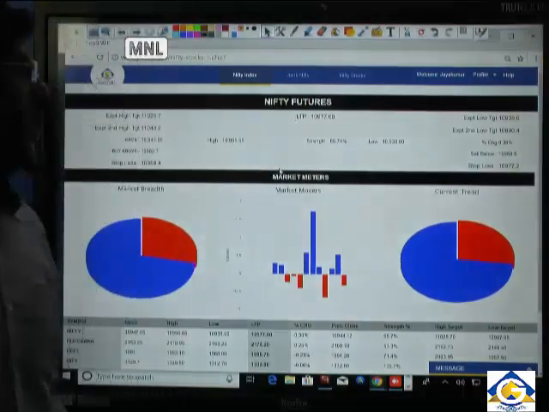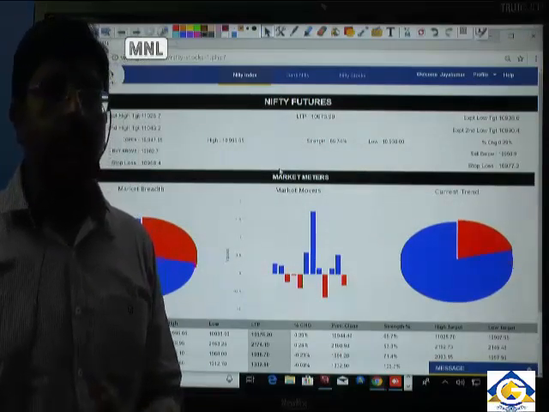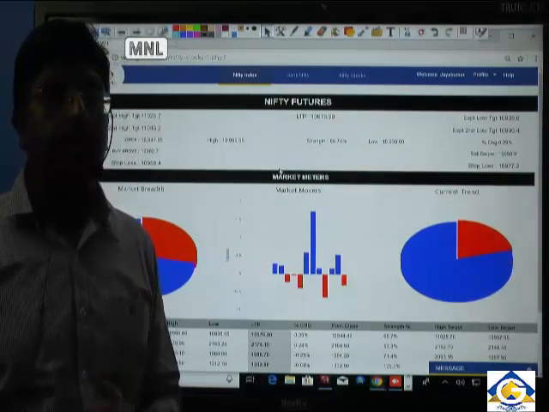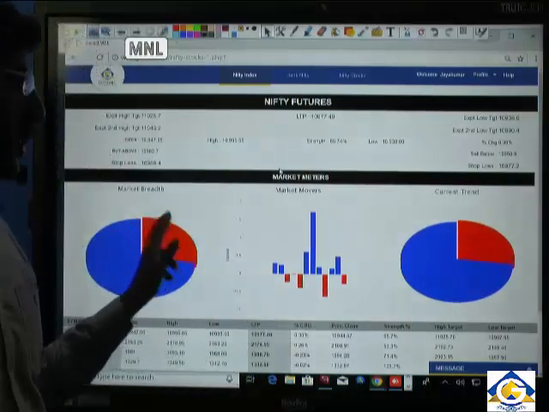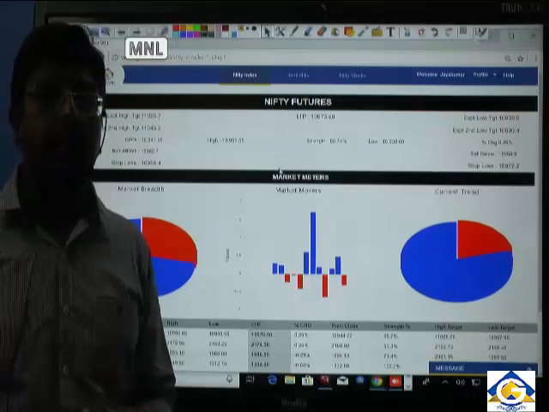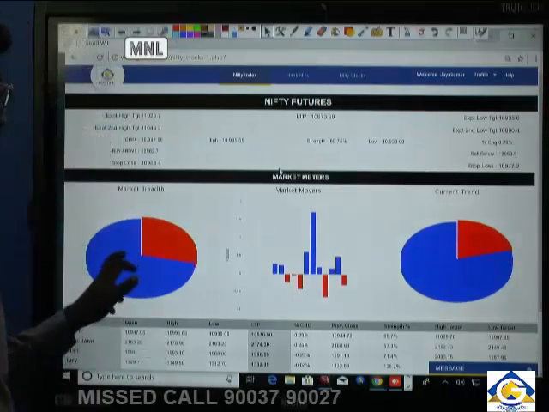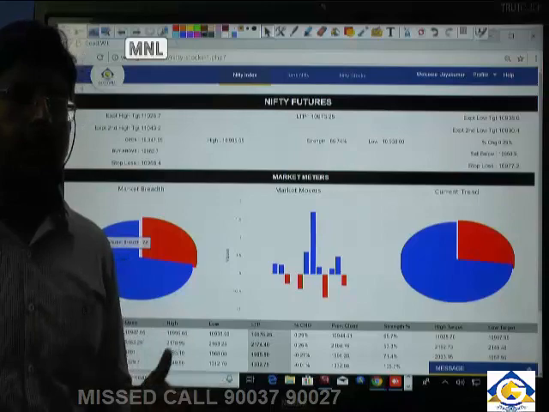The first thing you have to do is, once the market opens at around 9:15, wait for around half an hour for the market to stabilize. After 9:45, check the trend, that is market breadth. Market breadth is, on a close-on-close percentage basis, how many stocks are positive. If you see here, as of now, around 72% of the stocks are positive.